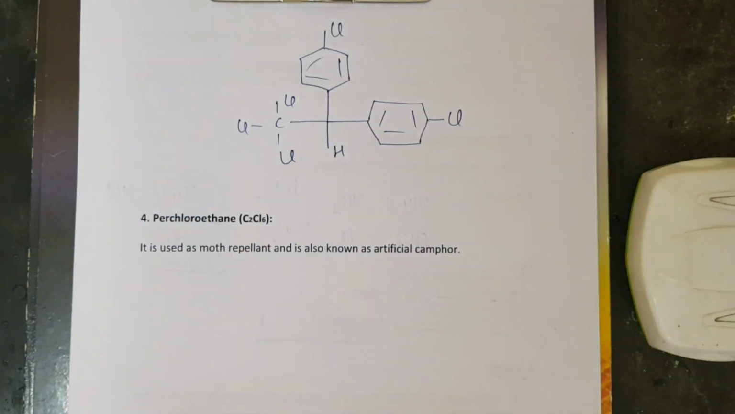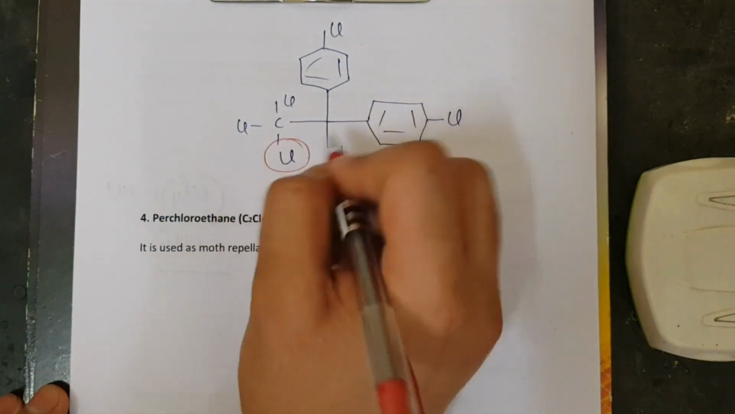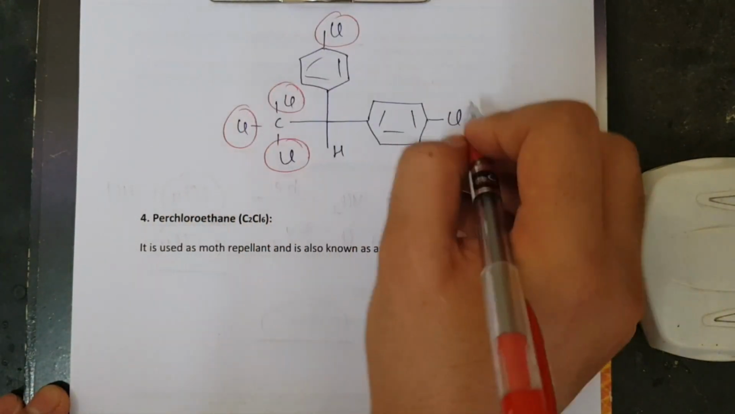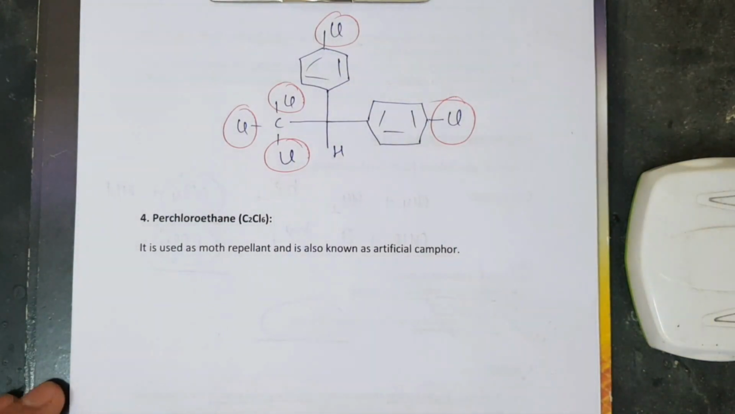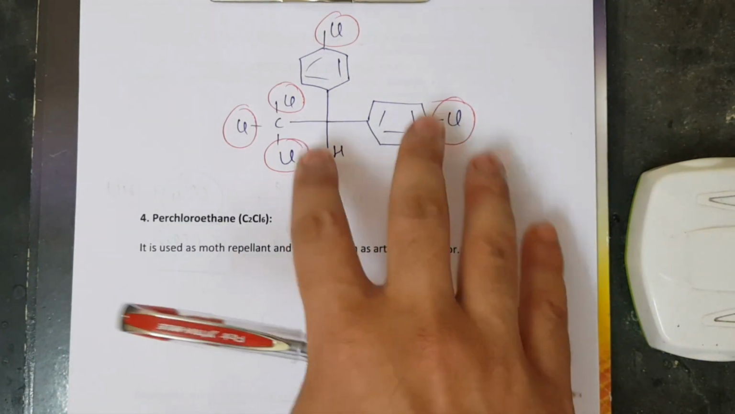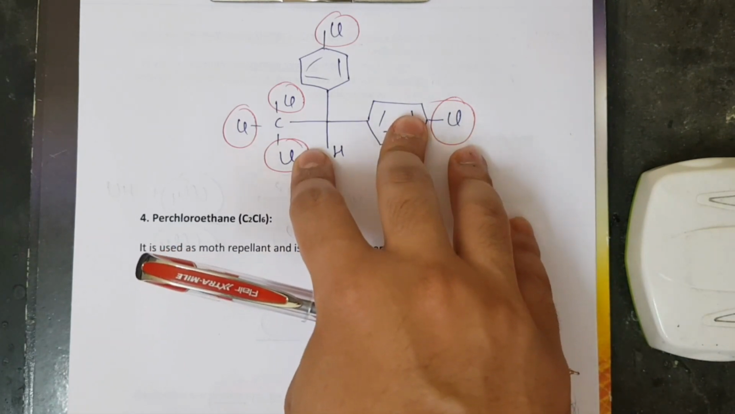Now why does this have a very special place in my memory? Because in a test which I had given, they had asked how many chlorine atoms are present in DDT. So you can see what kind of questions come. You should know that the number of chlorine atoms present in DDT is equal to 5. So this is the structure of DDT which I have drawn for you here.